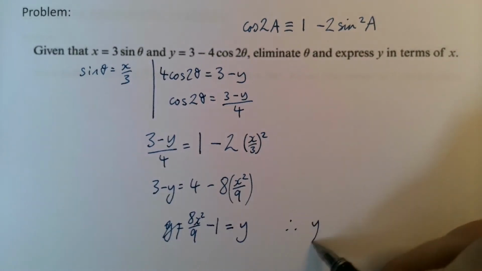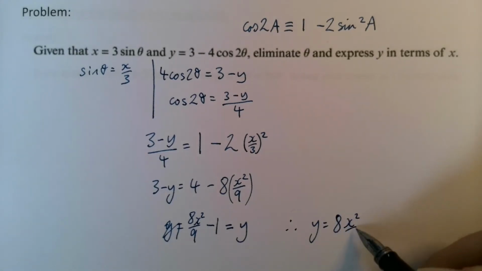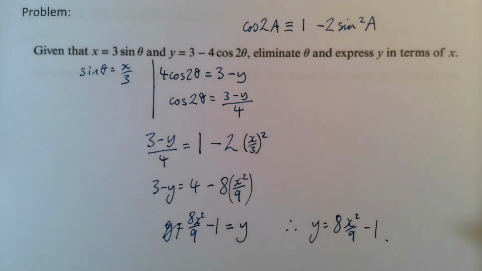So therefore y equals 8x squared over 9 take 1. And that's that one done. Not so nice, that one.